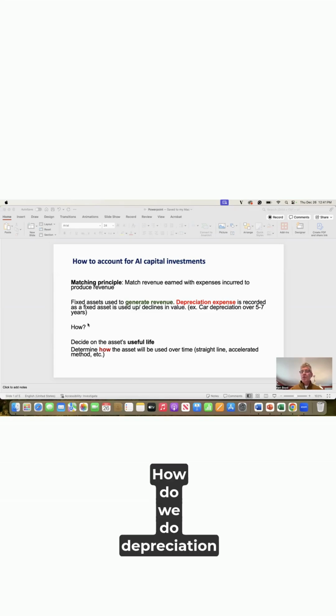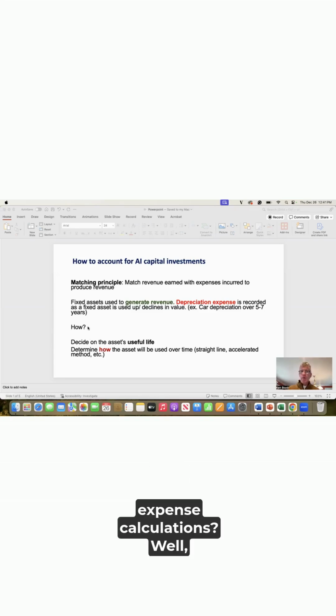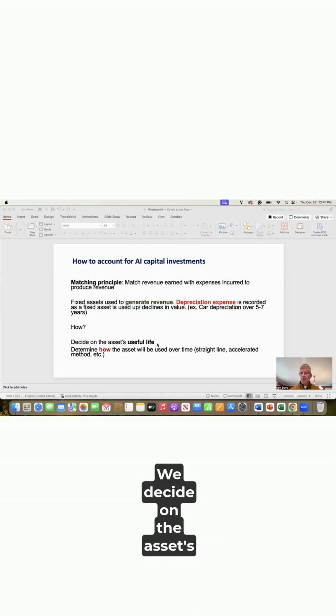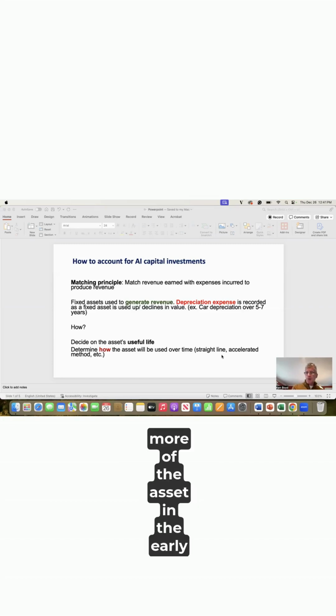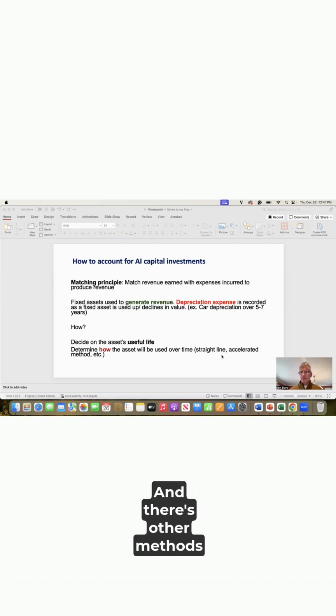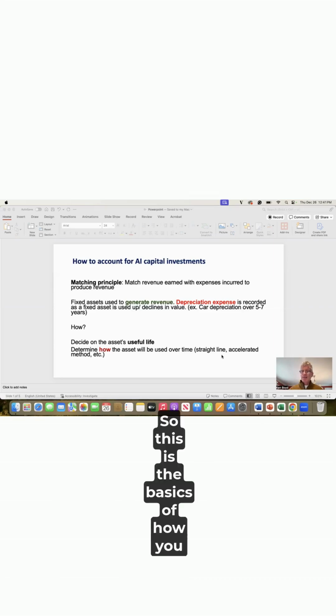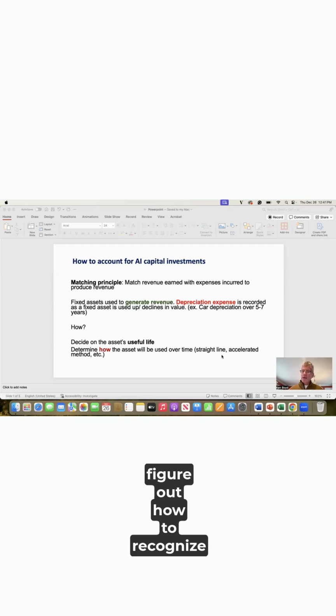So how do we do this? How do we do depreciation expense calculations? Well, two things really. We decide on the asset's useful life. Your car might be 7 years, your home might be 30 years, a commercial piece of property might be 30 years. What's the useful life? And secondly, how the asset will be used up over time. Straight line, for example, means the same amount of depreciation expense every year. An accelerated method means we use up more of the asset in the early years, less in later years, and there are other methods to do it. So this is the basics of how you figure out how to recognize an expense for all that AI spending.